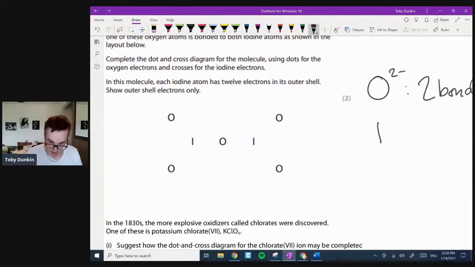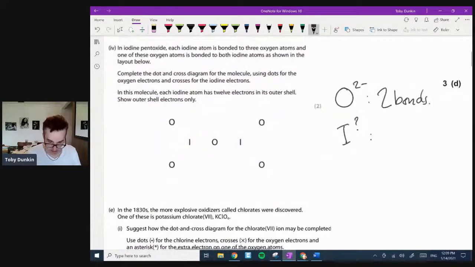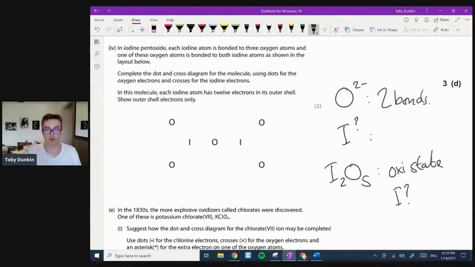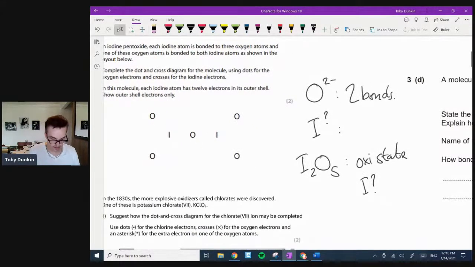But what's the charge on the iodide? So now we need to work it out. So we have got I2O5. Question, guys, what is the oxidation state of I? Go. On the chat, please. See how long it takes you guys to do it. The oxidation state is going to tell you the number of bonds it's making unless there's a charge. And as I said, we'll come to that.